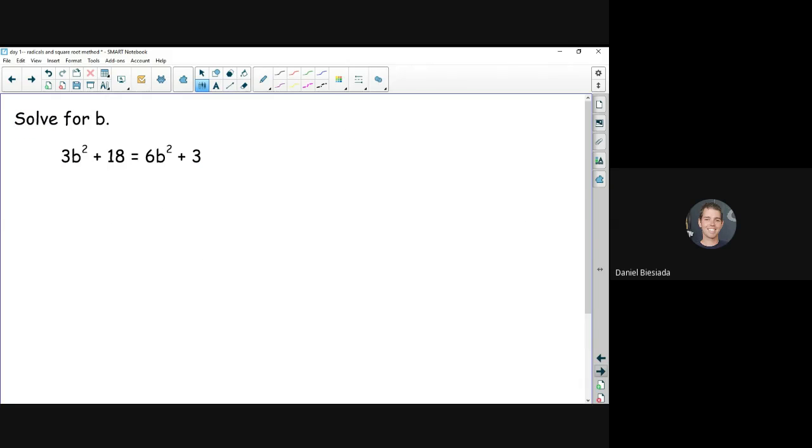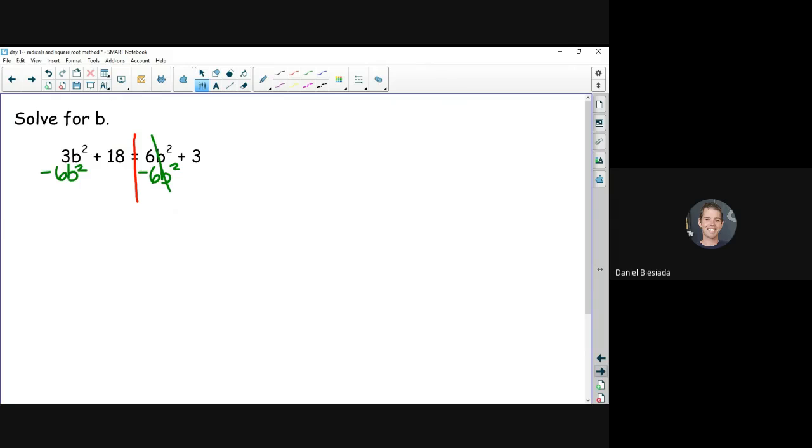We'll take a look at one more together, and then I'll have you try one to close the video out. I've got 3b squared plus 18 equals 6b squared plus 3. As normal, I'm going to start by putting a line down the equal sign. Now on this one, many students tend to always move the b squared term to the left-hand side. I wouldn't do that here. I would subtract 3b squared to move it to the right. But let's say that I didn't do that, and that I instead subtracted the 6b squared.